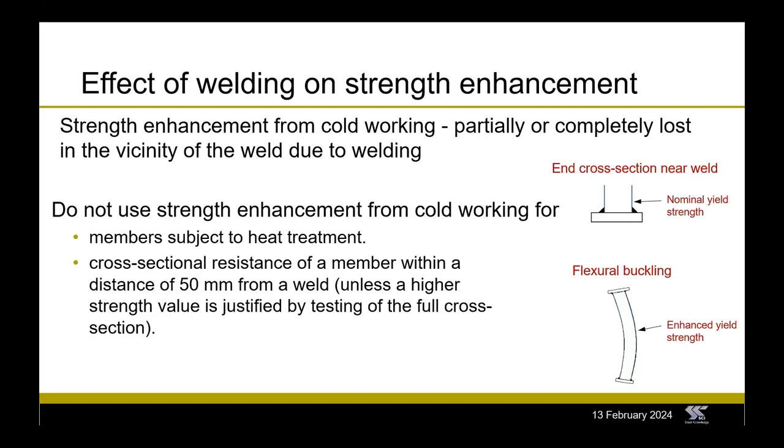Now, if you are calculating the resistance of the column against flexural buckling, for example, because the critical cross-section when the column fails due to flexural buckling is at mid-length, if at that location there isn't any weld, then in this case you are allowed to use the enhanced yield strength of the section. Also, if the section has been subject to heat treatments, then you are not allowed to use the enhanced strength due to cold work because the heat treatment might have an annealing effect on the material.